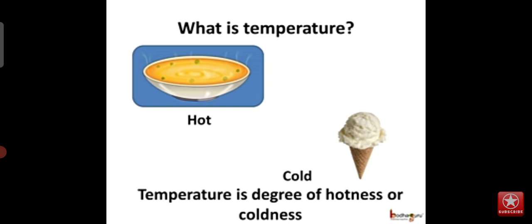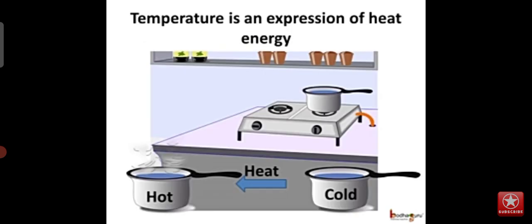Like the boiling water is very hot as it has high temperature, and ice cream is very cold as it has very low temperature. When we put a pot of water on the stove and heat it, its temperature rises. The heat is a form of energy and it is the cause of temperature. It means temperature is an expression of heat energy.